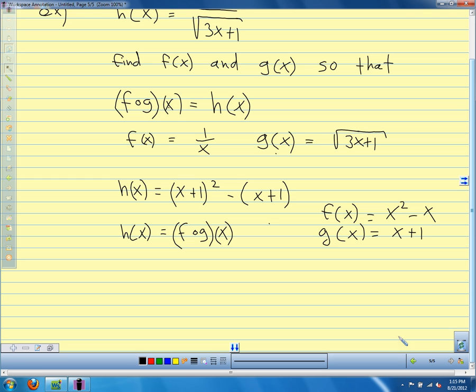I think once you try a few of these, it'll make a little more sense. We won't do a lot with this idea, but in calculus, figuring out what the inside function is and what the outside function is does play a big role. Any questions on combining or compositions of functions?